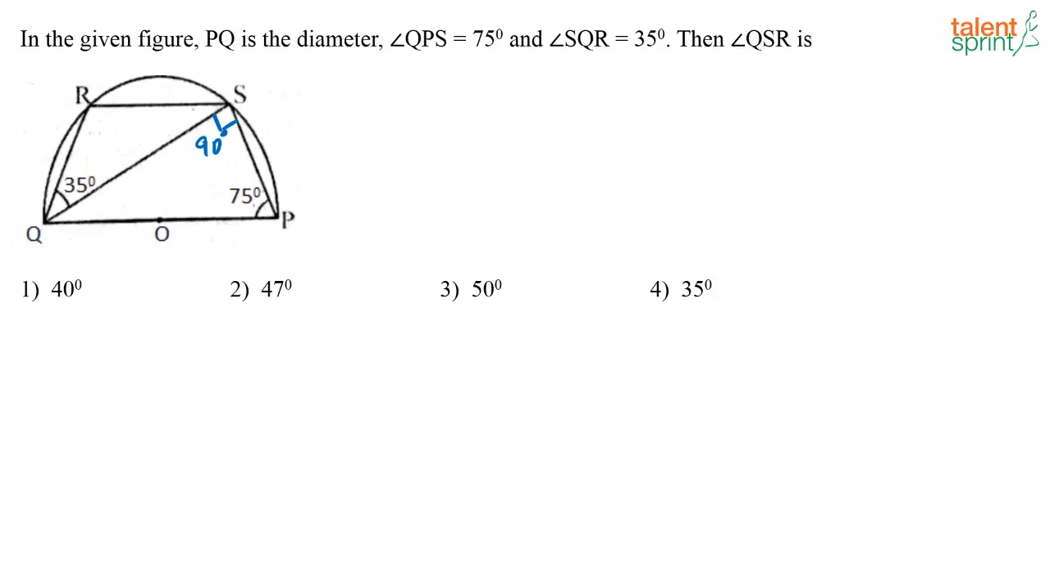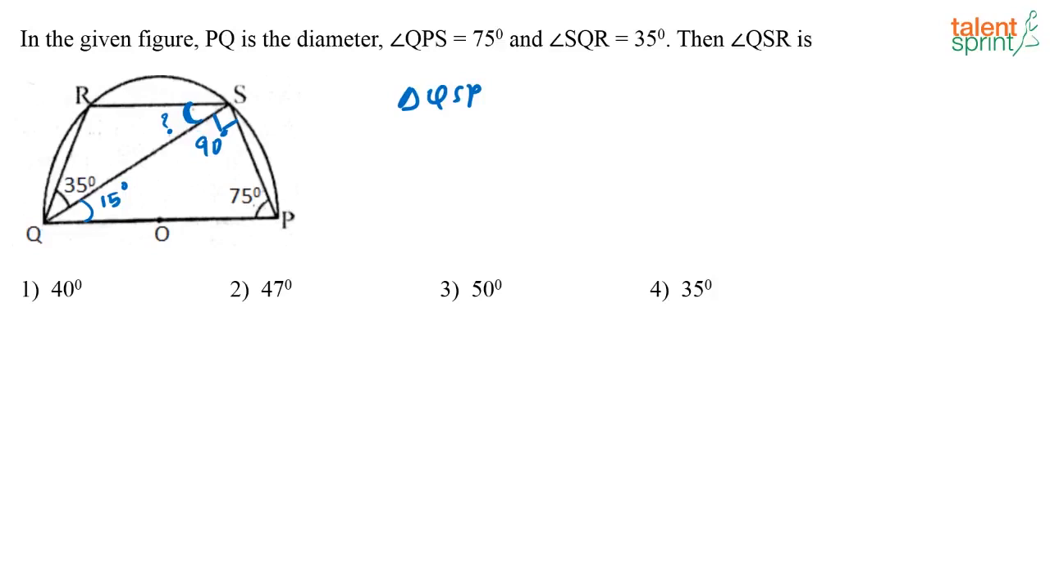Now what should we find out? We have to find out what is angle QSR. You have to find out what this angle is. So if this is 90 and this is 75, what is this angle? It is 15 degree, correct? See, 90, 75, 15. If you consider the triangle QSP, this is 90, this is 75. So this angle is going to be 15 degree. Now what we have to find out, what is the measure of this angle, correct?